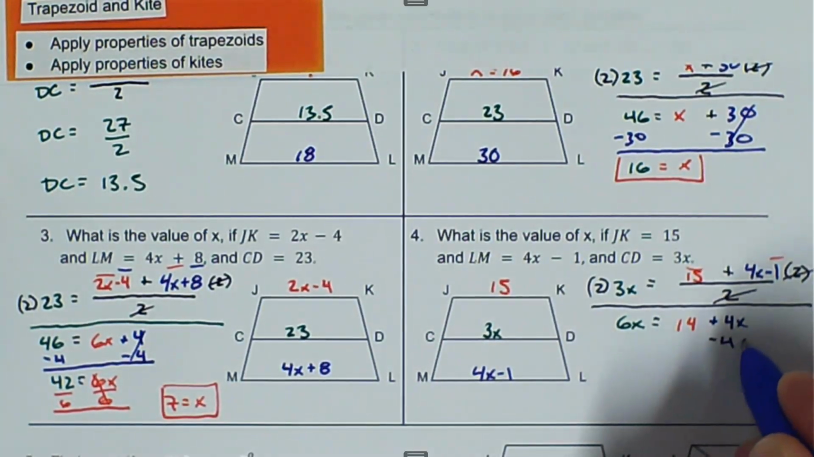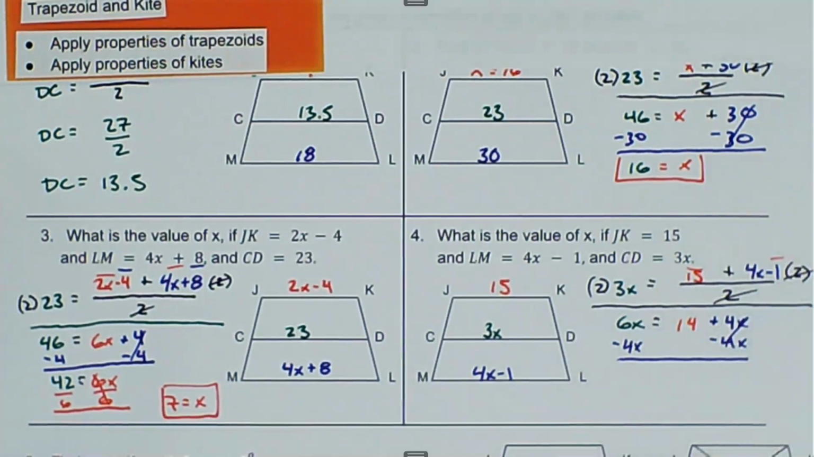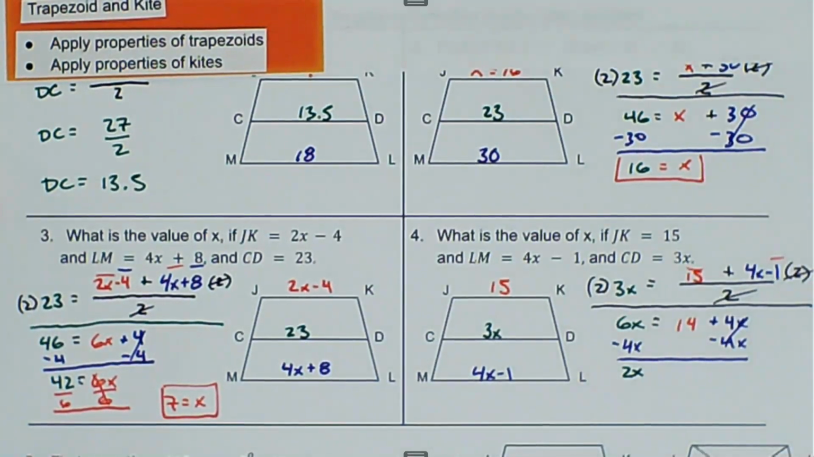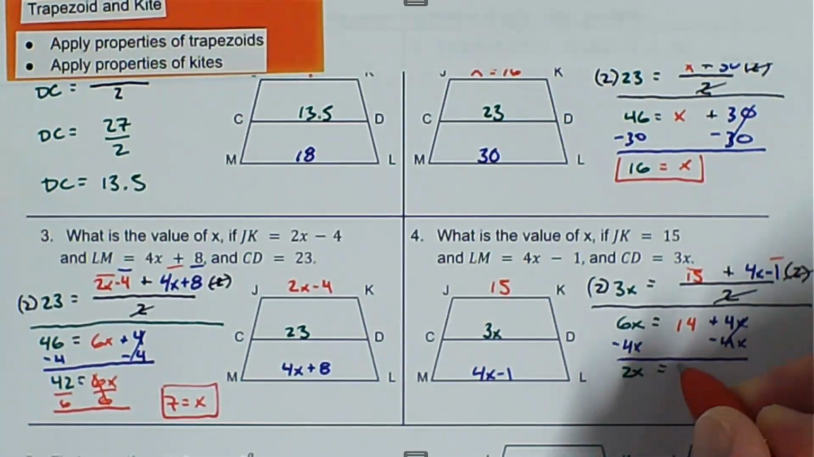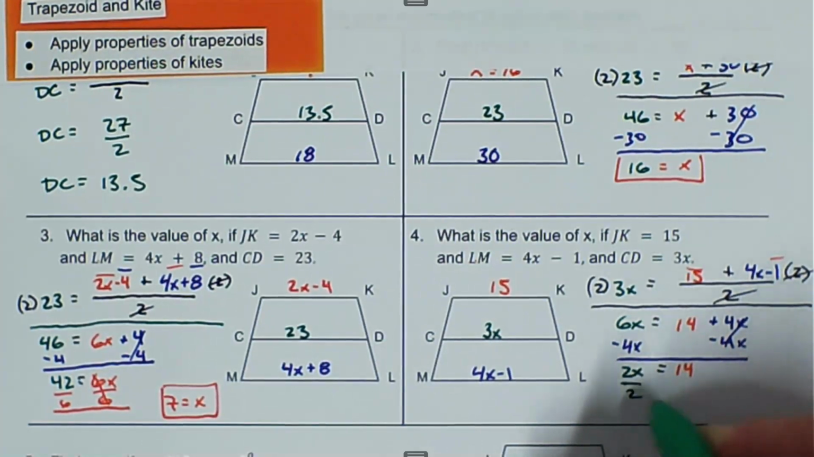Then we're going to subtract 4x from both sides of the equal sign because we have x's on both sides, and we're going to be left with 2x is equal to 14. And then when we divide both sides by 2, we get x is equal to 7.